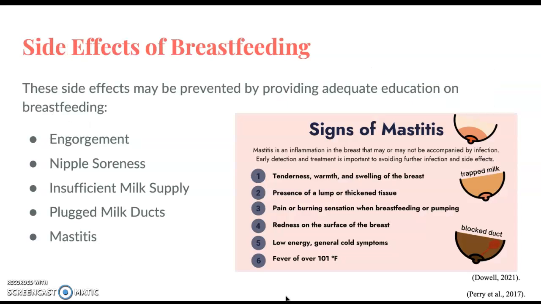Side effects of breastfeeding. There are several side effects that can accompany breastfeeding. Providing education to nursing mothers is important to try and reduce the risk of these side effects. The side effects include swollen and tender breasts, also known as engorgement. This can be prevented by regularly feeding your baby and expressing milk from the breast. Nipple soreness, an insufficient milk supply, plugging of the milk ducts, and inflammation of the breast, also known as mastitis.